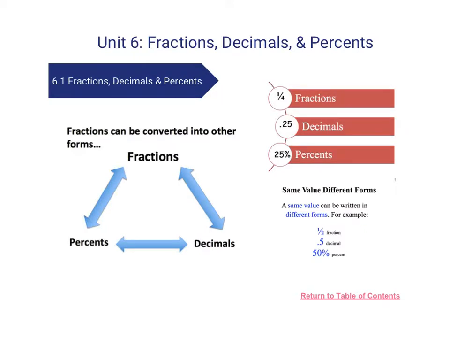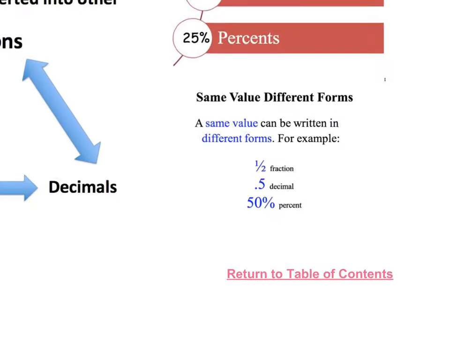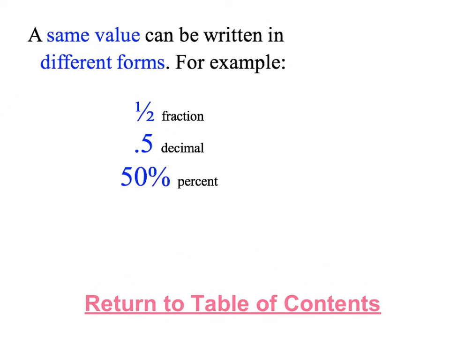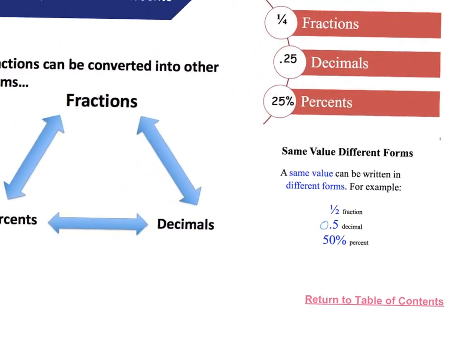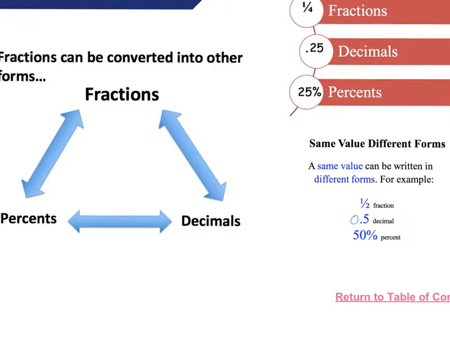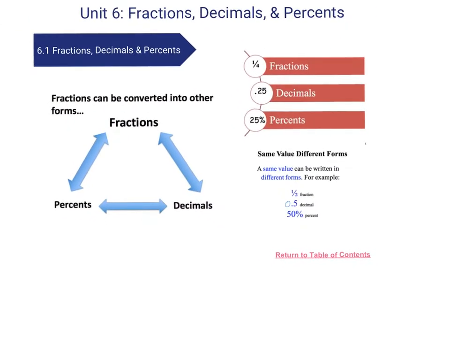The first part of this unit is understanding that fractions, decimals, and percents are all different ways of writing equivalent values. You can change within each to one another. 1/2 can change to 0.5, and the proper way of writing it would be 0.5, which is also known as 50%. What this unit is going to be talking about is how to convert between fractions, decimals, and percents.